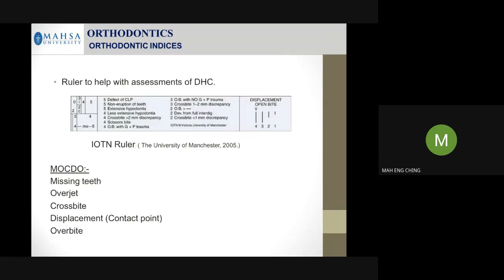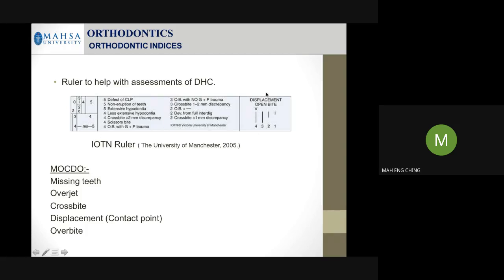Then for this IOTN, they come up with a ruler. So this ruler, even though you don't have it, you still can do IOTN grading. You can use a normal ruler, but if you want to be fast, sometimes you get this ruler just to make your job easier. But without this ruler, you still can do it. This ruler just simplifies or summarizes everything you need to know.